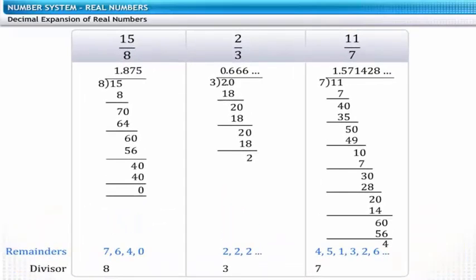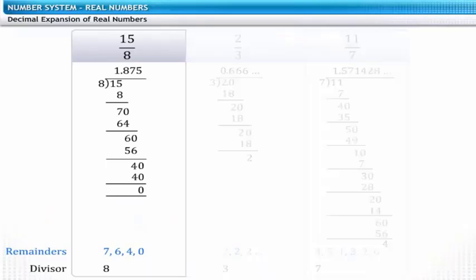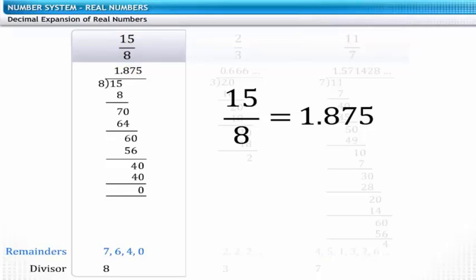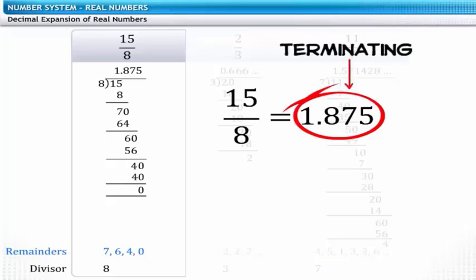Here, two cases arise. On solving 15 divided by 8, the remainder becomes 0 after some steps, and its decimal expansion is equal to 1.875, since the decimal expansion of the rational number is the quotient of division. In this case, the decimal expansion terminates after certain steps. The decimal expansion of such numbers is called terminating.